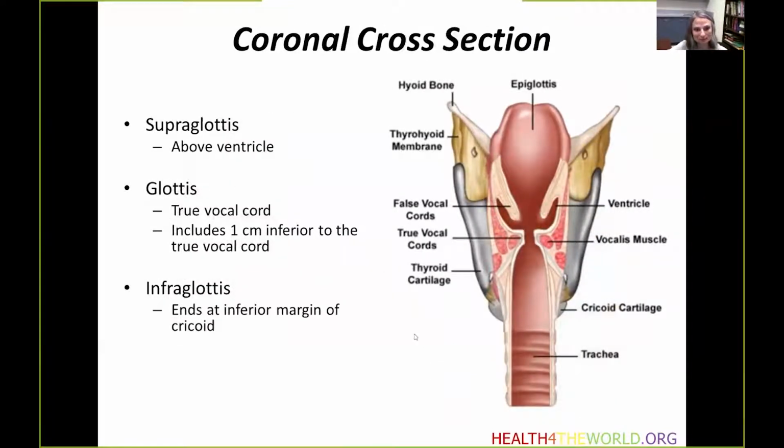Moving on to the coronal cross-section of the larynx. This graphic demonstrates the different subsites of the larynx that include the supraglottis, glottis, and infraglottis. The supraglottis is located above the laryngeal ventricle and extends all the way to the free edge of the epiglottis. The glottis includes the true vocal cords and extends inferiorly just 1 centimeter below the true vocal cord. And the infraglottis extends from that region to the inferior margin of the cricoid.